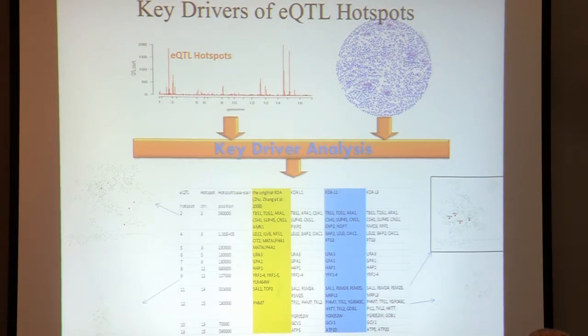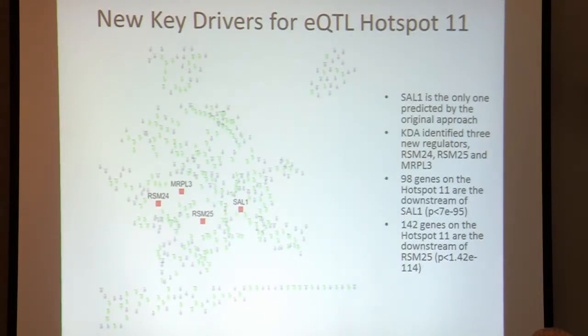This is the basic network. The yeast system is relatively simple, so you can see the basic network is relatively sparse. But in the human or mouse study, you can see a much denser basic network. Then we use the dynamic neighborhood search to identify the drivers for each eQTL hotspot, and those are the drivers that we identified. I will give you more details in the next few slides.